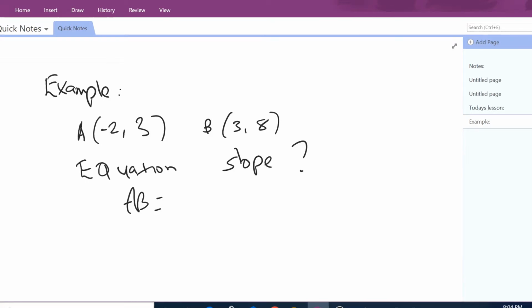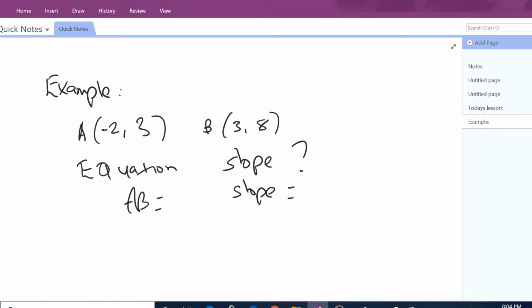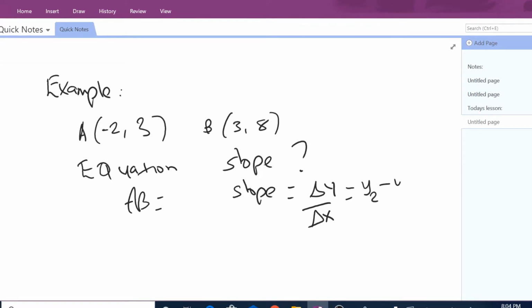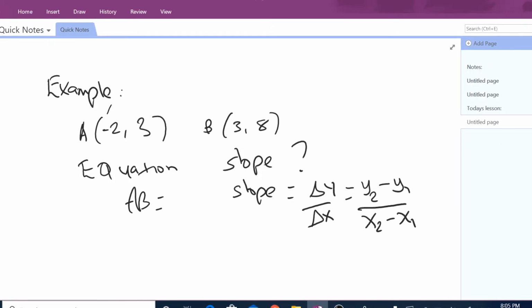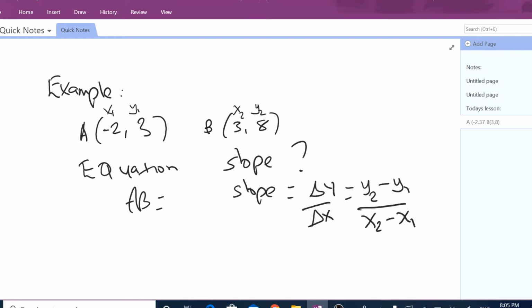In one of my videos that I will link in the description of this video, we define slope as change in y divided by change in x, where change in y means y2 minus y1, divided by x2 minus x1. So in this case, this is our x1, this is y1, this is x2, that is y2.